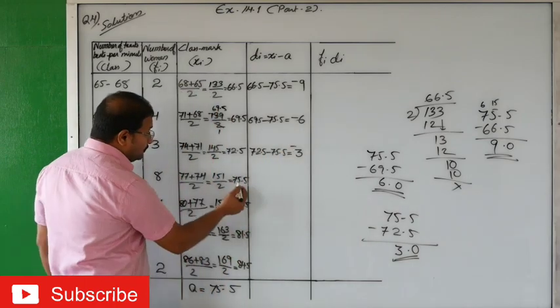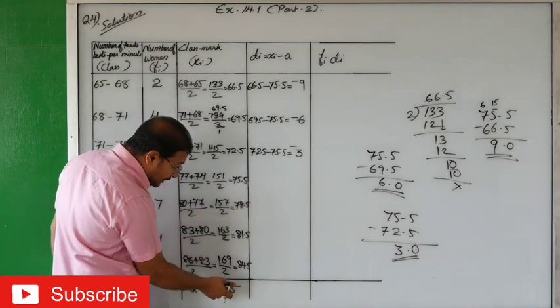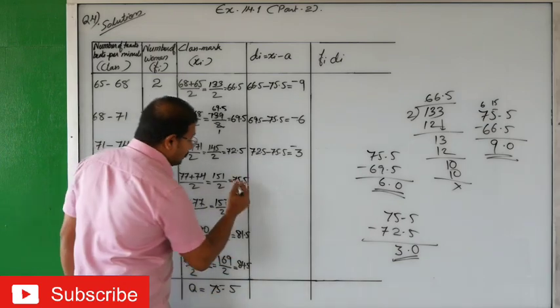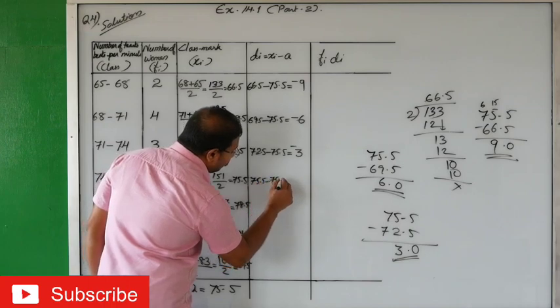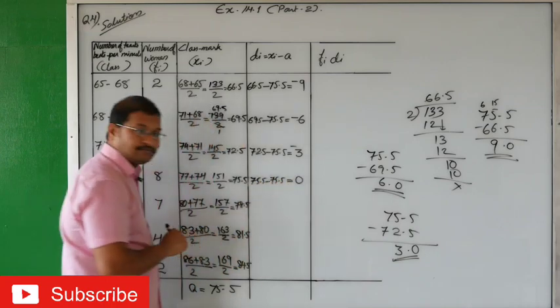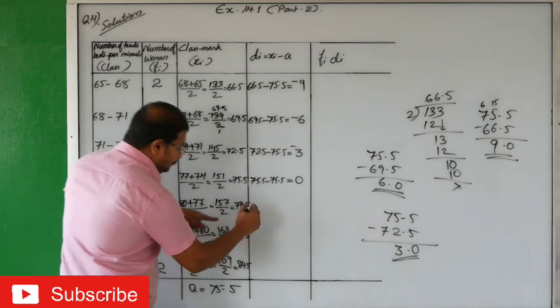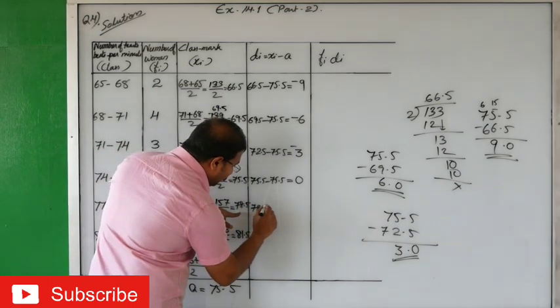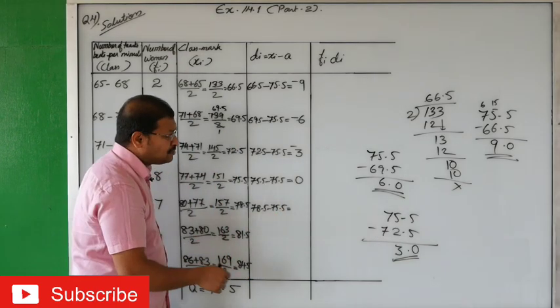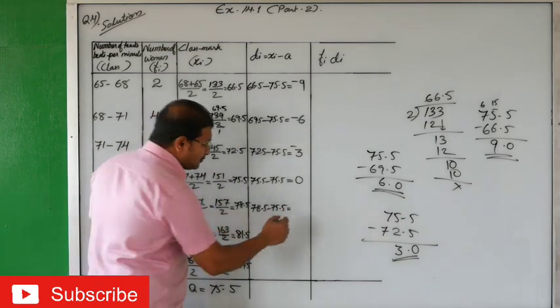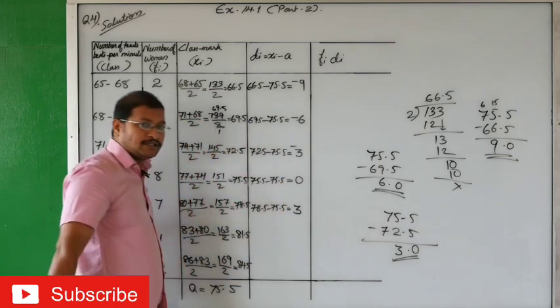Next step, what you'll do? Xi minus A. We know that A is always 75.5. That means what you'll do here? 75.5 minus 75.5 equals 0. Ready? Next step. 78.5 minus 75.5 equals. When you subtract, what you'll get? 3. I think you can do it. So please do it that.